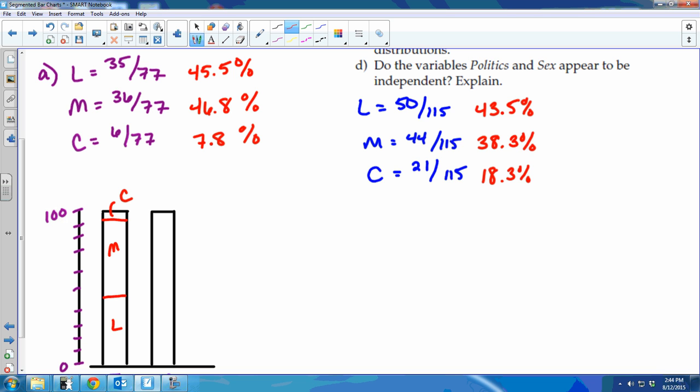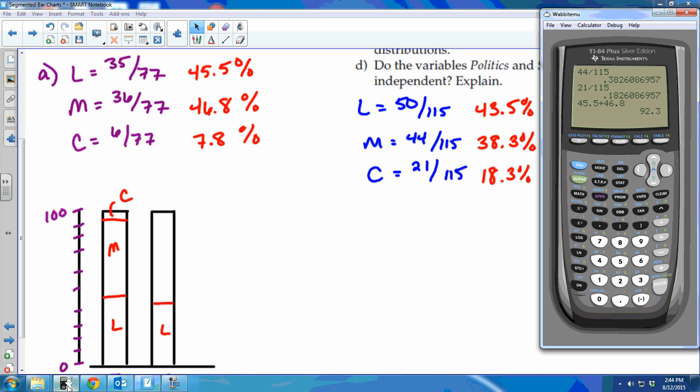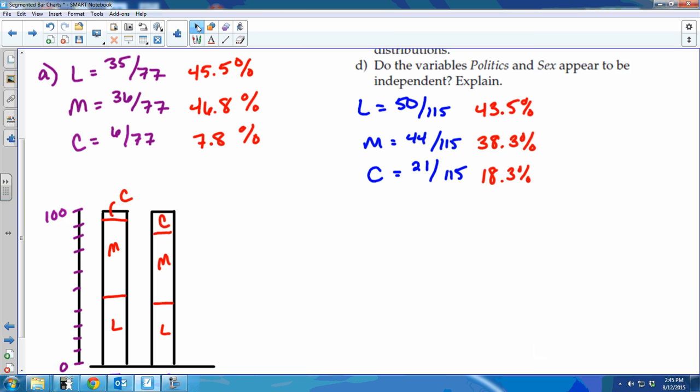We do the same thing for male. So 43.5 plus 38.3 is 81.8. So there's my segmented bar chart.